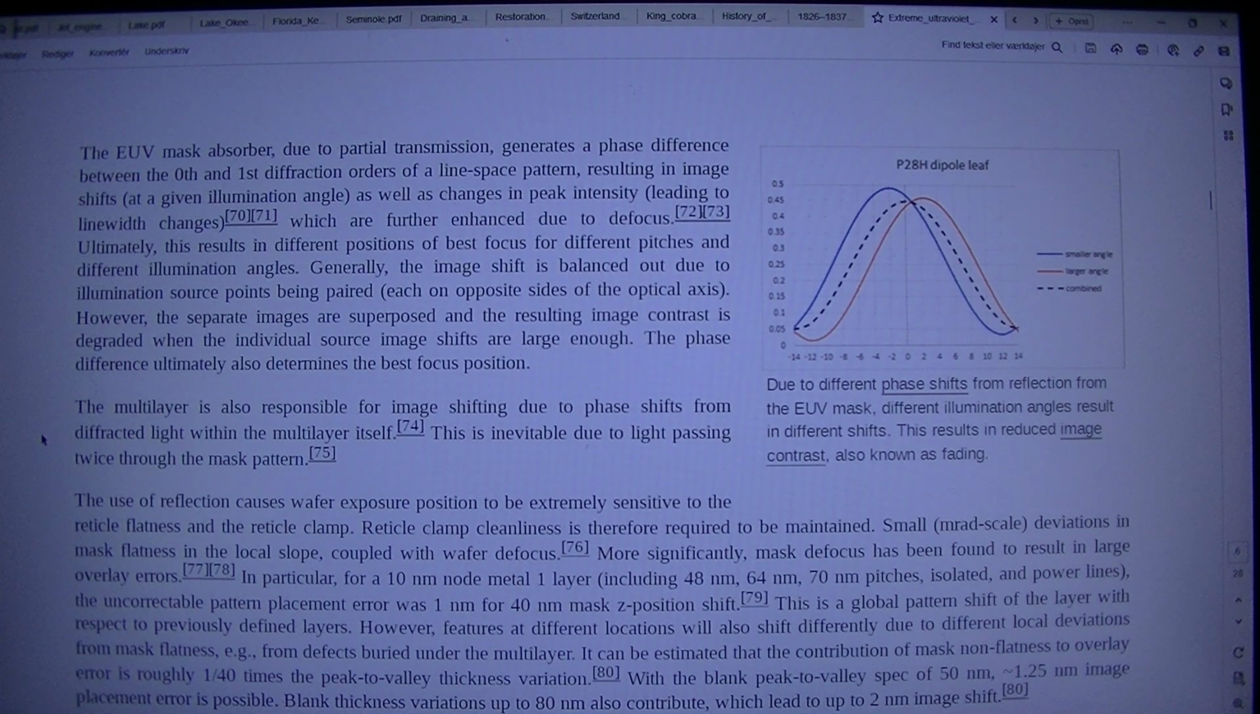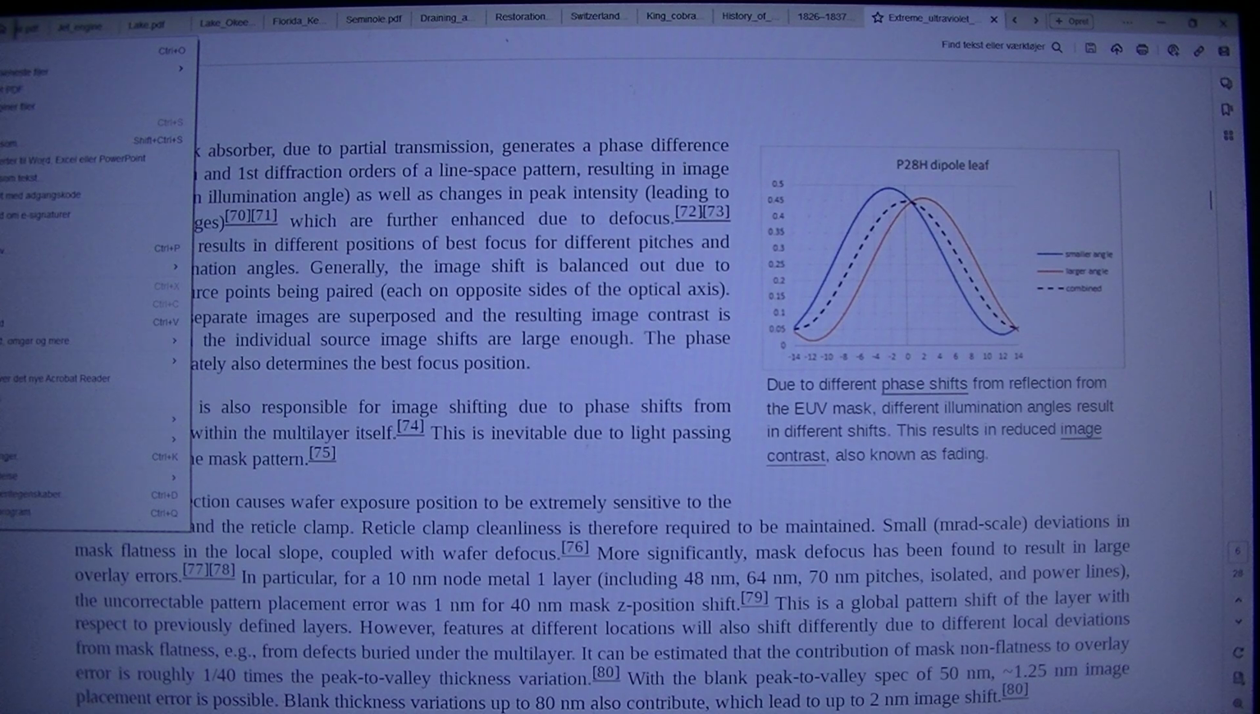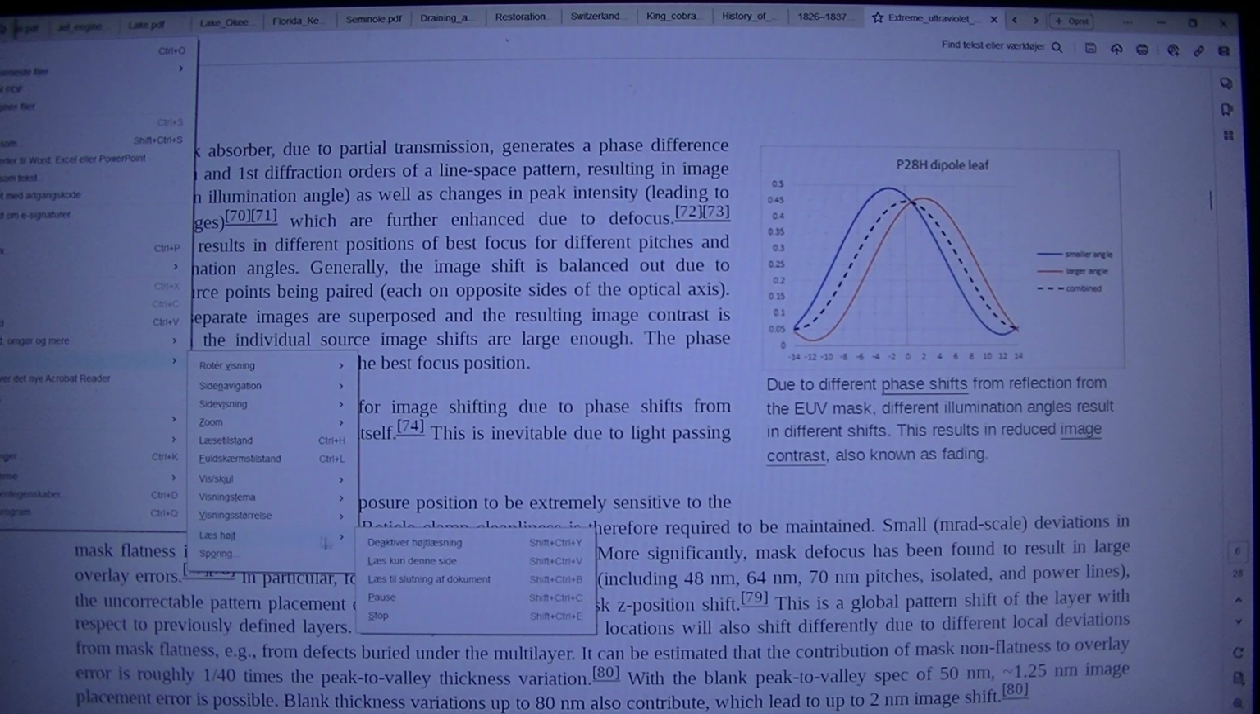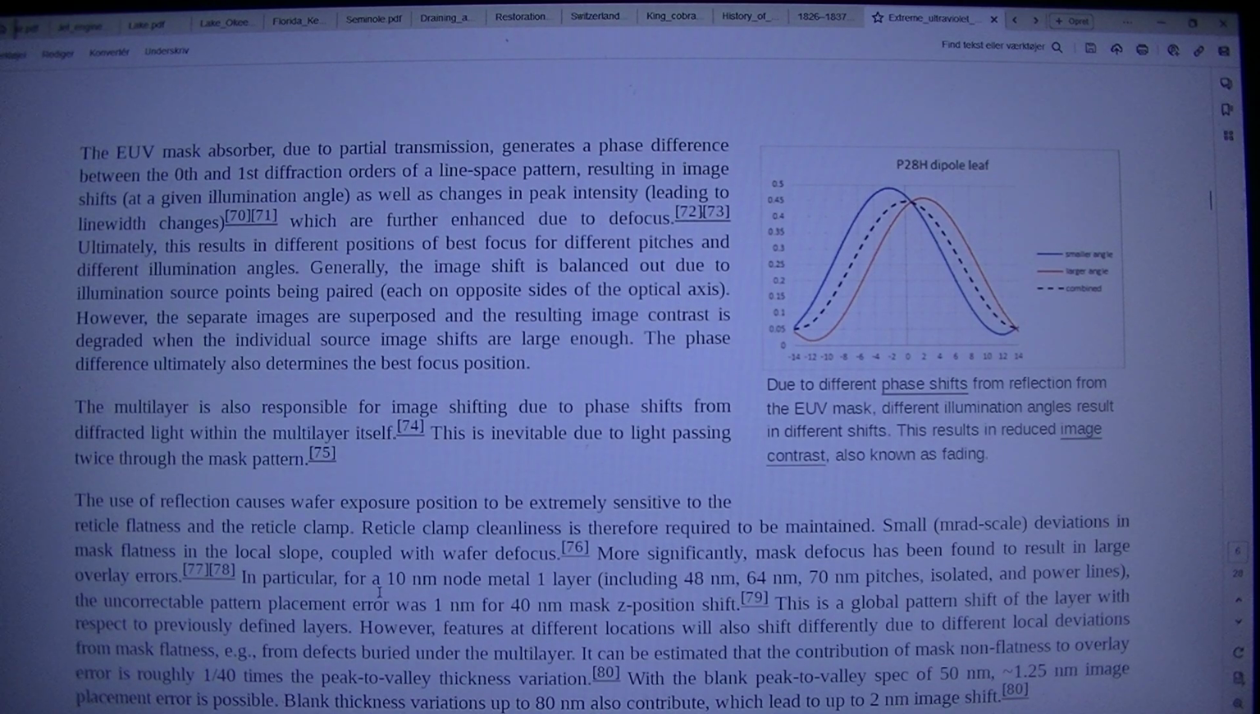Generally, the image shift is balanced out due to illumination source points being paired, each on opposite sides of the optical axis. However, the separate images are superposed and the resulting image contrast is degraded when the individual source image shifts are large enough. The phase difference ultimately also determines the best focus position. The multilayer is also responsible for image shifting.